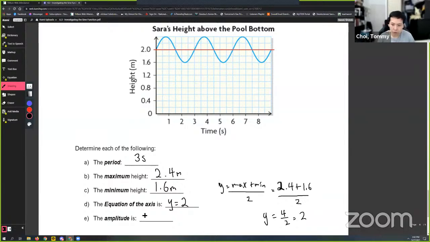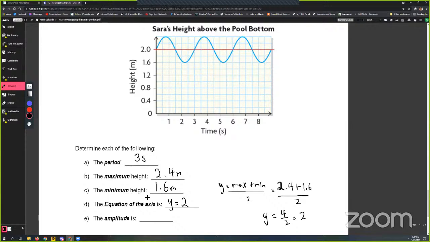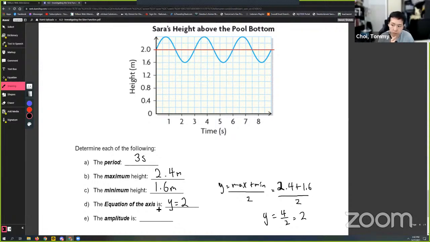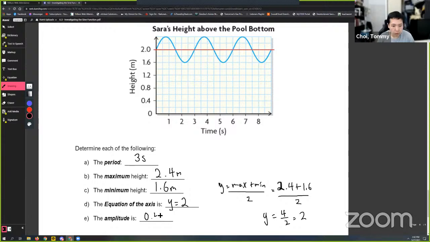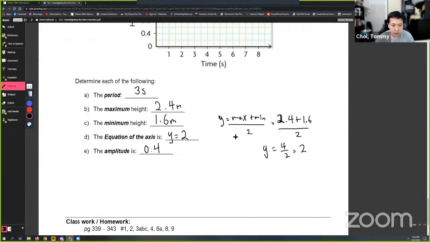And the last one, the amplitude. 0.2 or 0.25. I heard 0.2, which is not right. Is it 0.4? Yes, Kimberly and Lorraine have it, which is 0.4. That is the amplitude. You can see it from the middle. This height is 0.4, and same thing here, that's 0.4. The other way you can calculate it, once again, is to use the formula. Amplitude is max minus minimum divided by 2, which will give us 2.4 minus 1.6 divided by 2, which gives us 0.8 divided by 2, which equals 0.4.